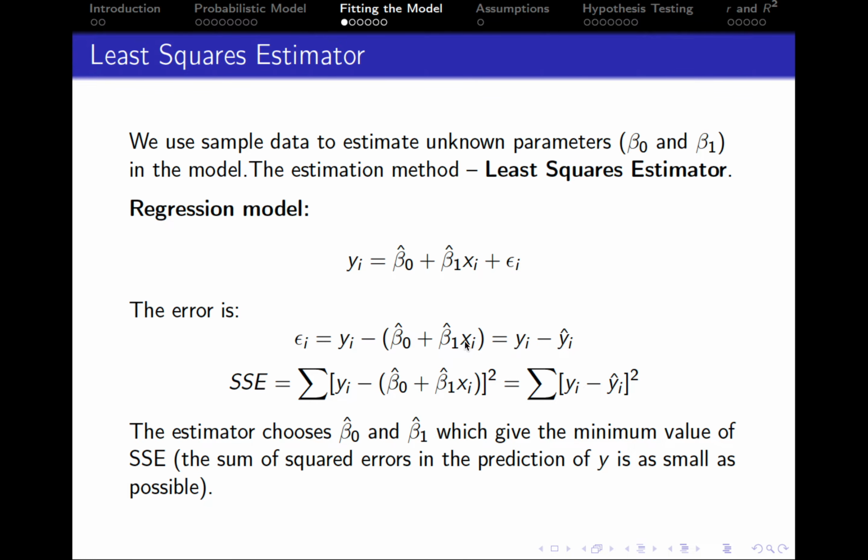The reason is very simple. The error that we've got here shows the difference between the actual value of y and the one that we have predicted using the model, and we would like the prediction to be as close as possible to the actual value, so we want the error to be as small as possible. Therefore, this estimator chooses beta 0 and beta 1 so that the errors are as small as possible.